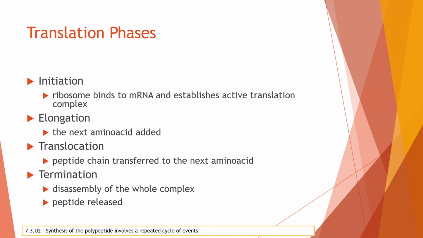Elongation translocation will be repeated as many times as needed to translate the whole length of the reading frame on mRNA, right? So the more codons, the more repeats of elongation translocation sequences. And this phase ends when the stop codon finds its place in the A site. Then we've got termination. The protein is released and the whole translation complex is dismantled.